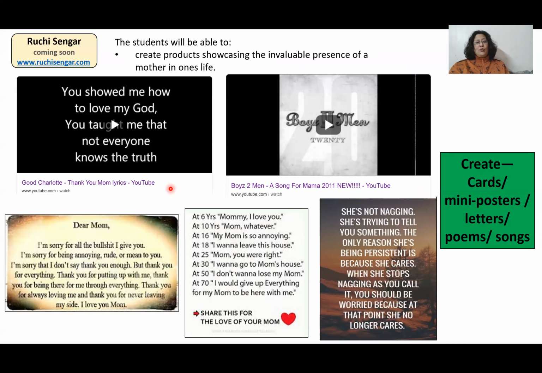And these two songs, these are beautiful. They are celebrating mothers. Okay, so this is from Boyz II Men, and this is from Good Charlotte. Thank You, Mom, and A Song for Mama. Play them in the classroom. You can use listening skills for this one as well. You can ask them to reorder the lyrics so that they can read the lyrics themselves too. So that would be a great place to end, I reckon.